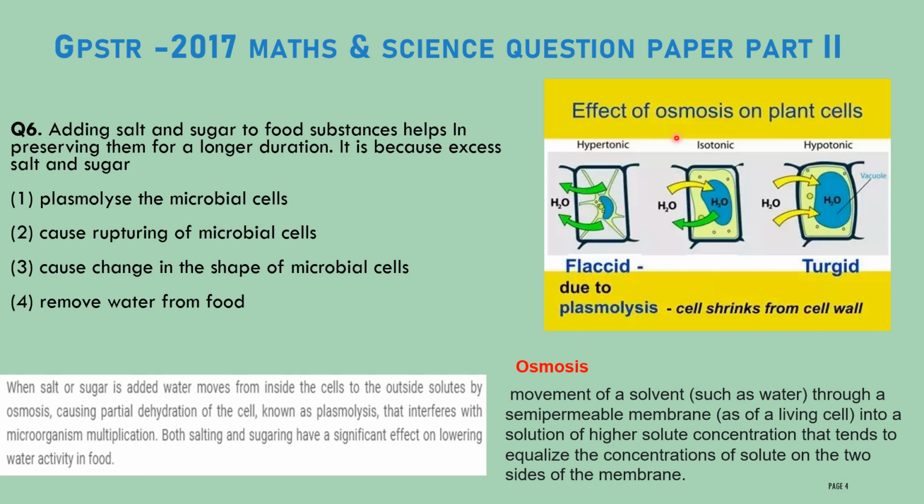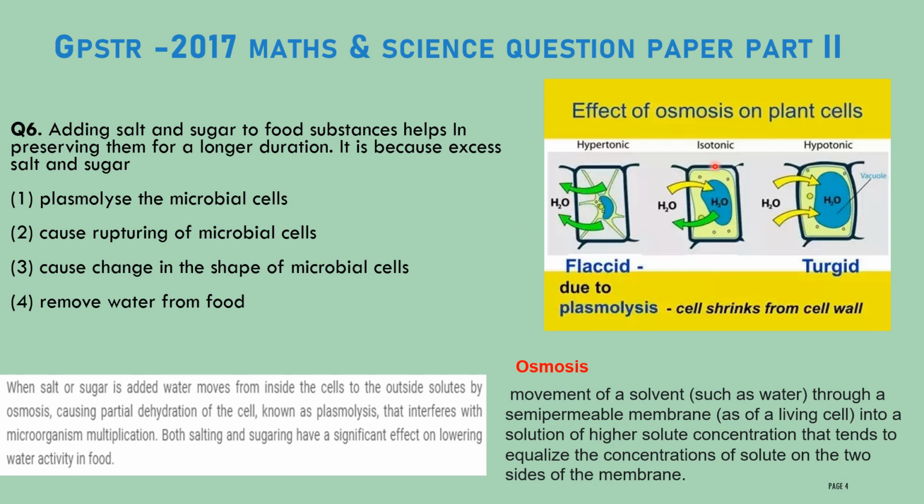Let us discuss the effect of osmosis on plant cells. You can see three types of solution. One is hypertonic, another is isotonic, another is hypotonic. In the case of hypertonic, the concentration of the solute will be more compared to the concentration of the solvent. Therefore, the solvent will move from inside the cell to outside. From inside the cell to outside you can observe the water movement. That type of solution is hypertonic.